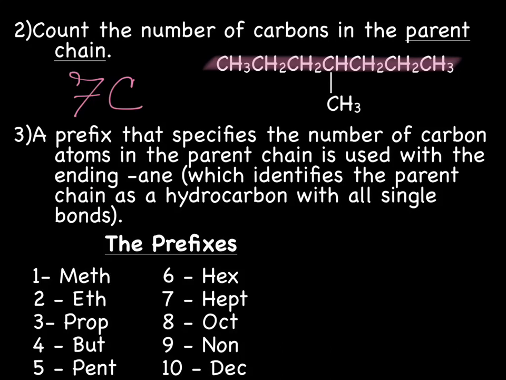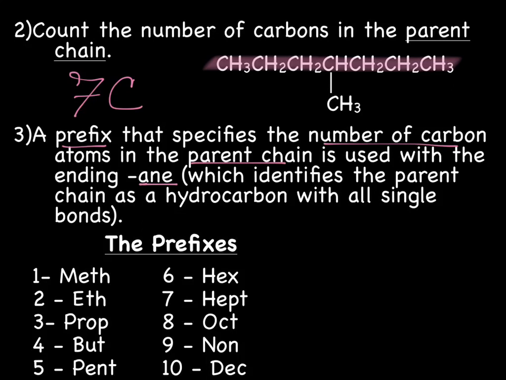Okay, so now we have a prefix. The prefix specifies the number of carbon atoms in the parent chain. And we're going to use that prefix with the ending ane, like alkane. The ending is ane, which identifies the hydrocarbon as, the parent chain is a hydrocarbon with all single bonds.